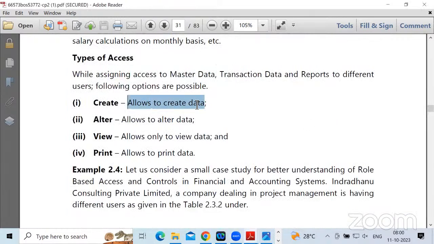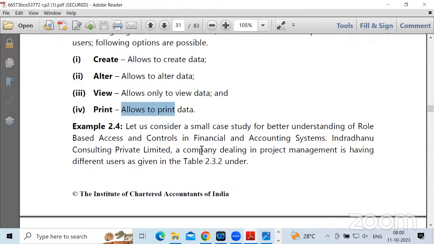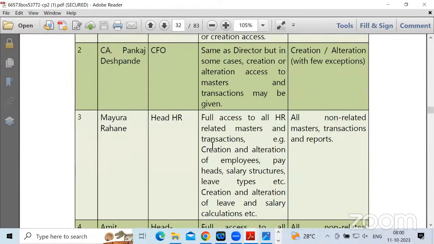So what are the types of access? Namely creating, allowing to alter, viewing, as well as printing. Apart from that, executing is also there.